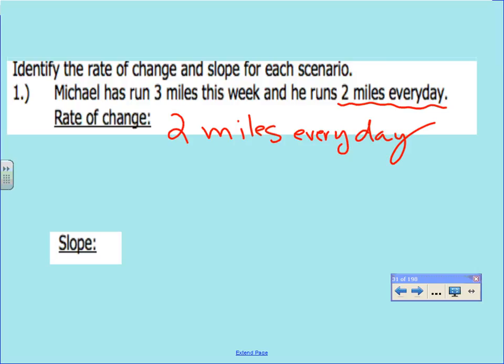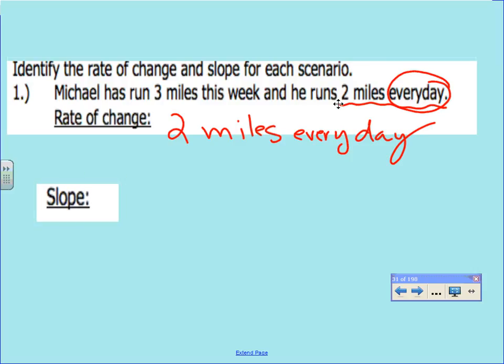So if I told you I'm going to run 2 miles every day, or we're all going to run 2 miles every day, the total amount of miles that you're running is changing as the day increases. So day is still x, miles is still y, that's not changing, but your rate of change or your slope is going to have these key words like every day, per month, each year. Any kind of key word that means you can repeat it, you can do it more often. Does that make sense?